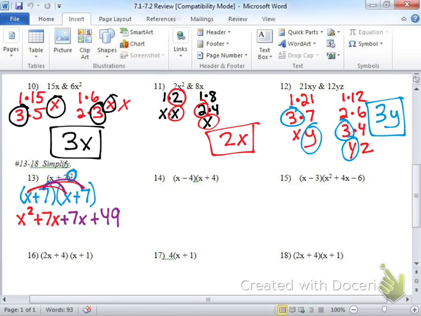Alright, so on number 13 we still have some like terms, so we're not quite done. This is going to be x squared plus 14x plus 49. So go ahead and check those.